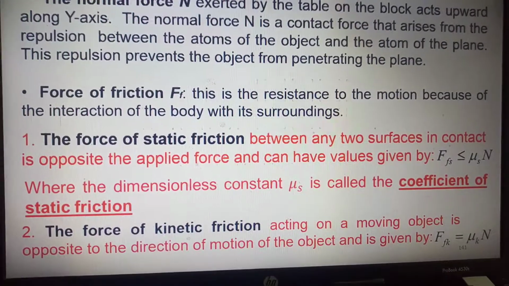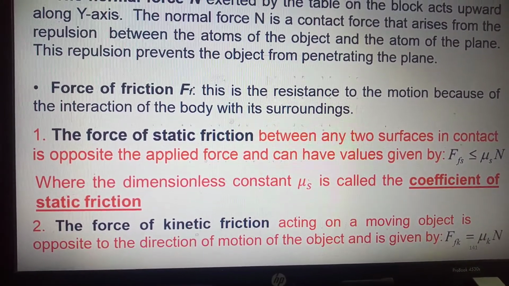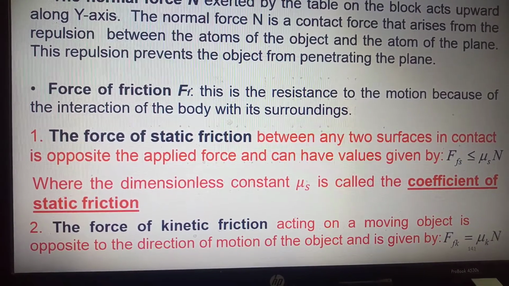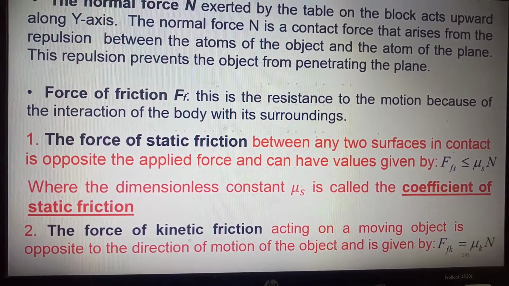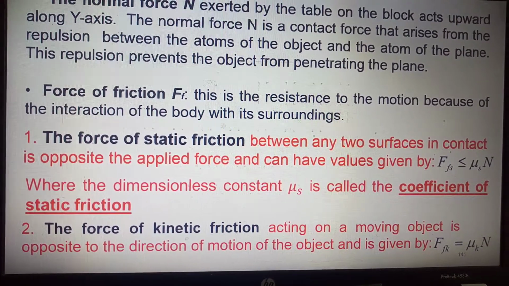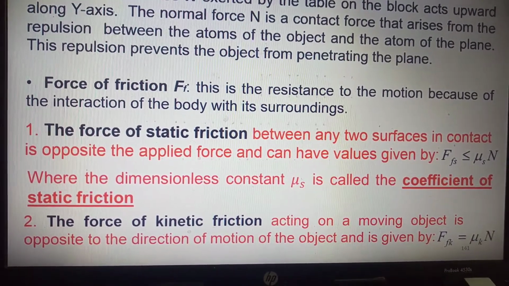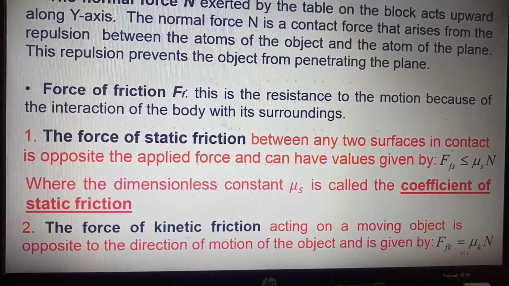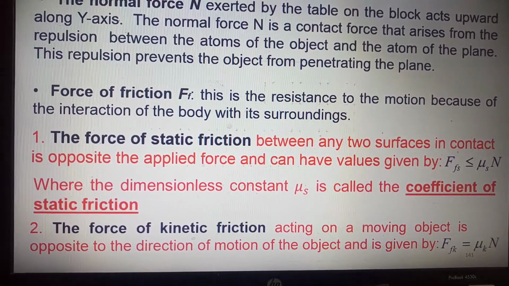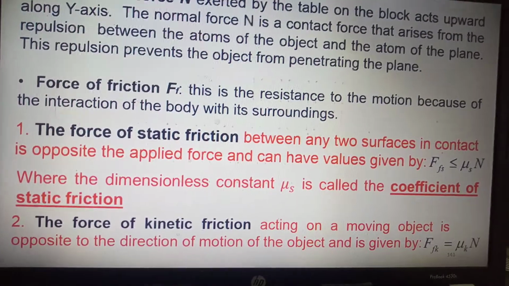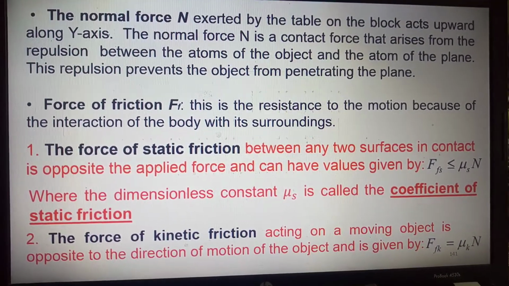Then, once the body still feels a resistance and the body continues to move, but the resistance is still there, that force of friction is called the force of kinetic friction. And the force of kinetic friction is equal to the coefficient of kinetic friction mu k times the normal force. We will use these formulas and definitions while solving problems.